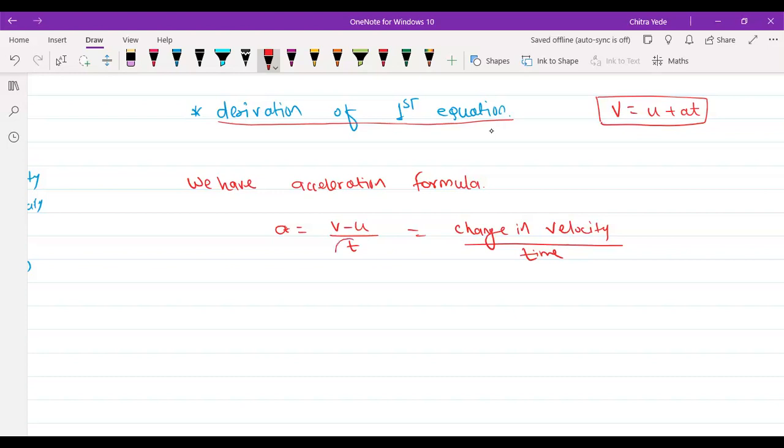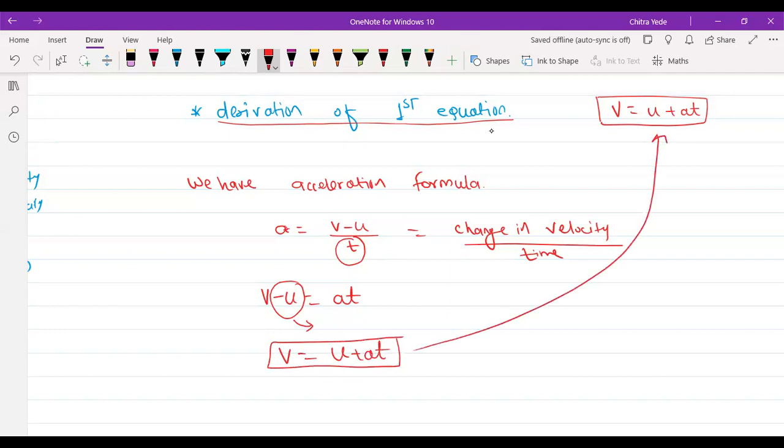Now I am transferring that T to the other side. As per the transfer rule, if it is in the denominator and you transfer it to the other side, it goes to the numerator. So we get V minus U equals AT. Now I am going to transfer that negative U to the other side. According to the rule of transfer, negative becomes positive, so it becomes V equals U plus AT. This is nothing but our first equation. You can check. Is it easy? Yes, it is correct. Just write it down.